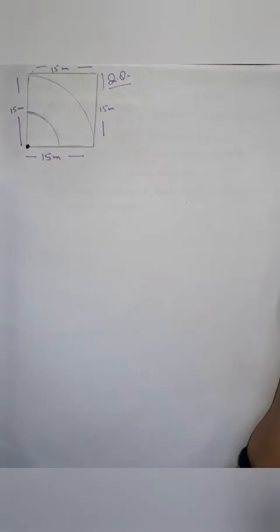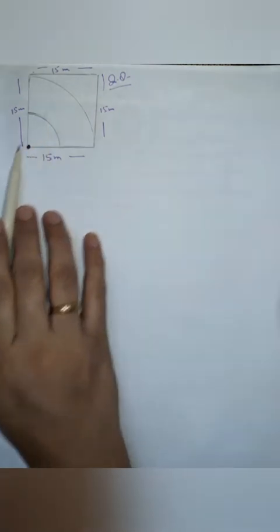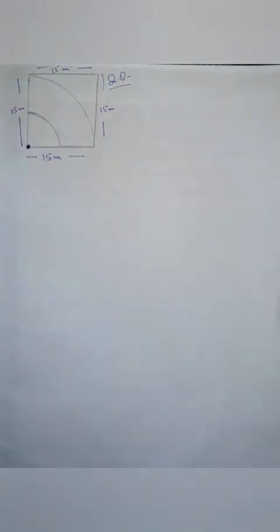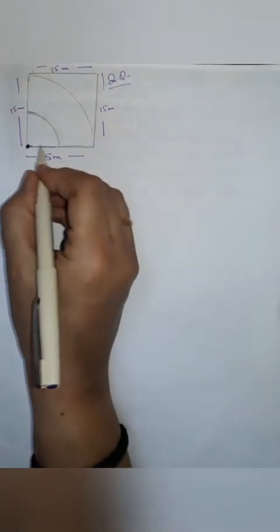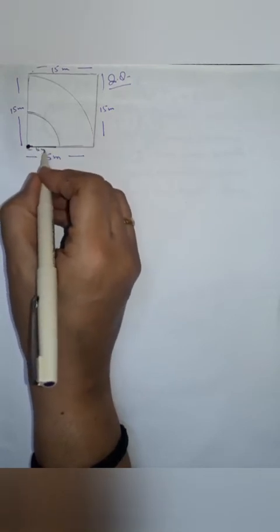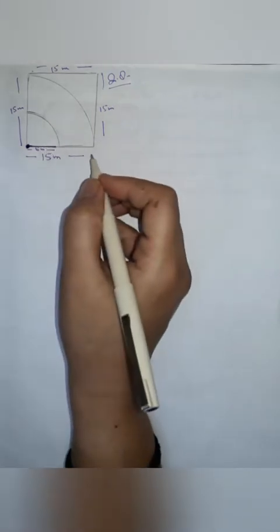Now question number 8. A horse is tied to a peg at one corner of a square shaped grass field of side 15 meter by means of 5 meter long rope. It means a horse is tied by a 5 meter long rope, so this is 5. Now what else is given?